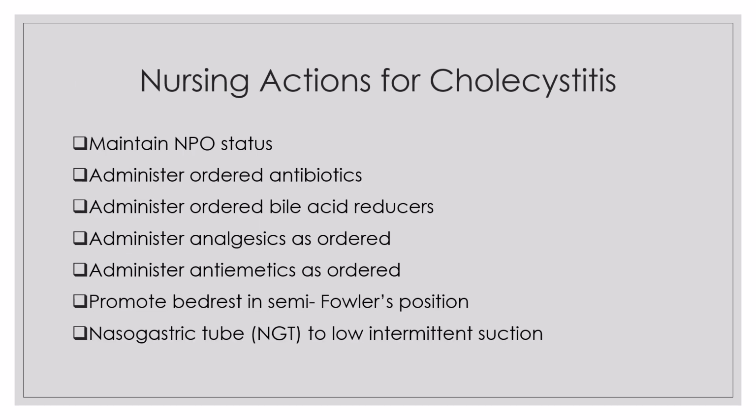So, some nursing actions for cholecystitis. We are going to maintain an NPO status. We're going to administer ordered antibiotics, bile acid reducers, analgesics, and antiemetics. We're going to promote bed rest. We can put the patient in a semi-Fowler's position, which will keep them comfortable. And if the patient has a nasogastric tube, it will be to low intermittent suction.